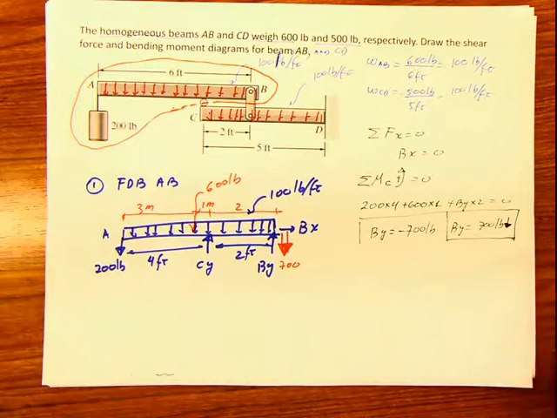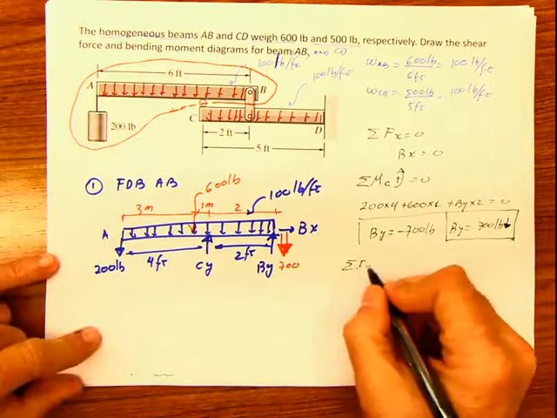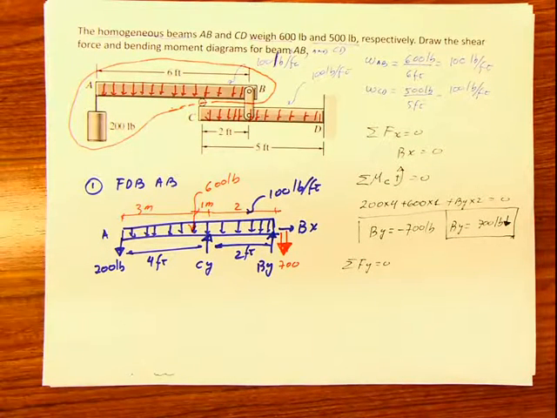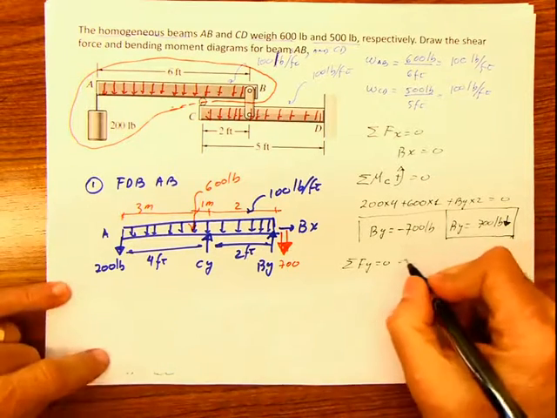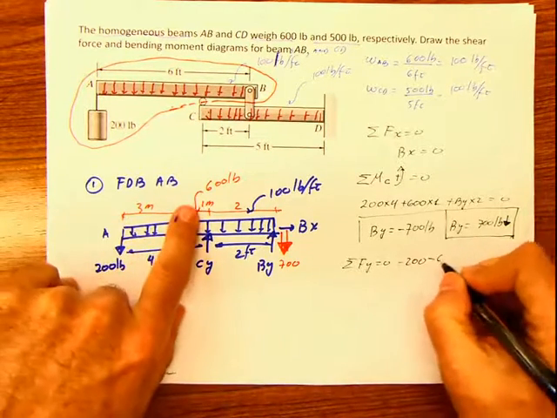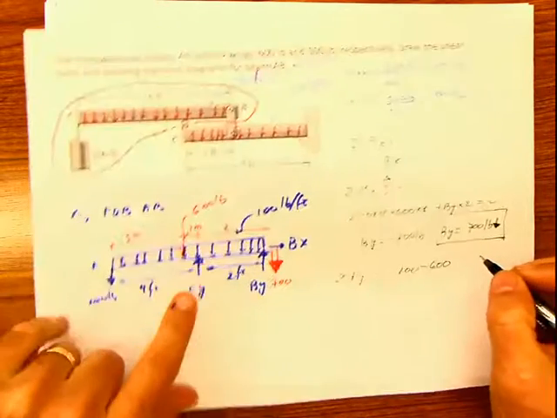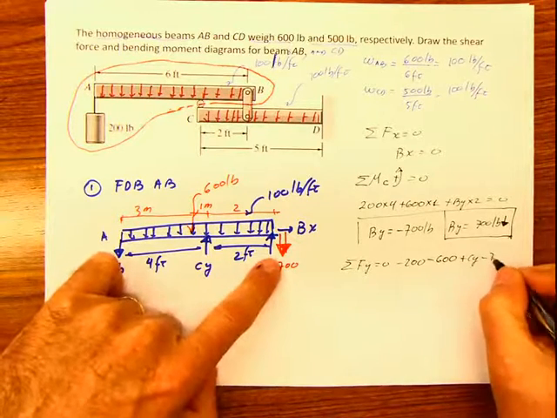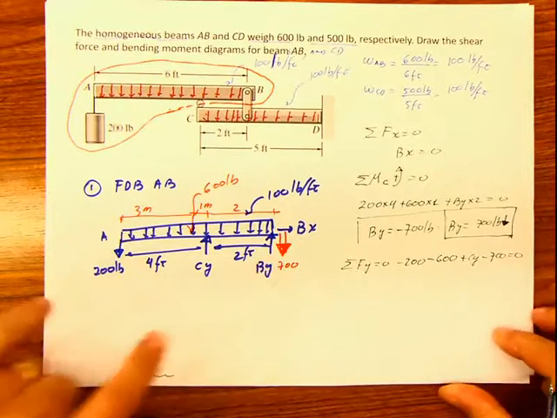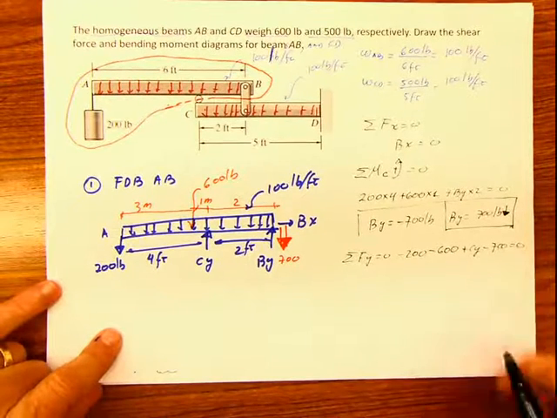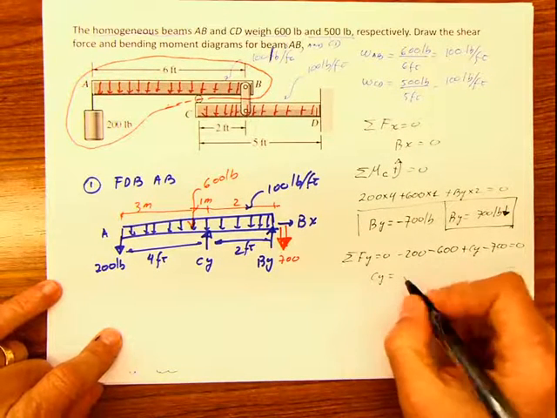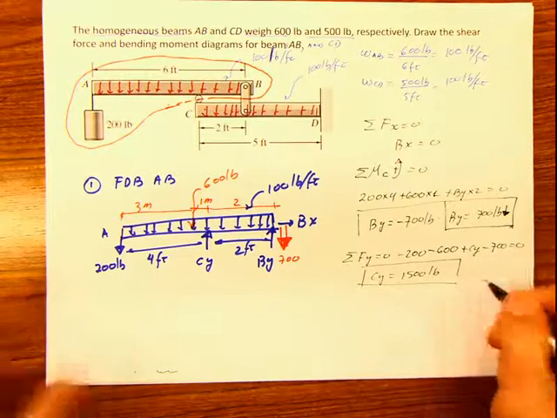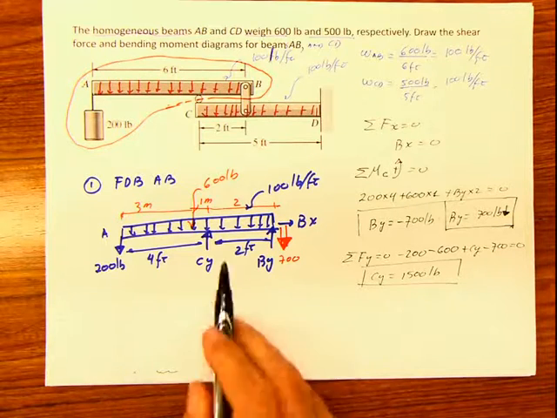Now we can do summation of forces in Y equals 0. If we do summation of forces in Y equals 0, then we have negative 200, negative 600, plus Cy minus 700 equals 0. And that will give you that Cy is equal to 1500 pounds. Done. First part, ready. We calculated these reactions.